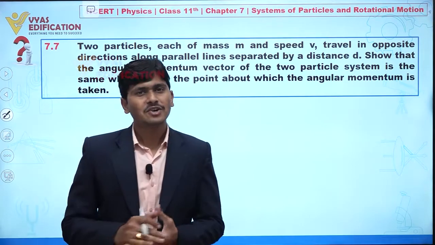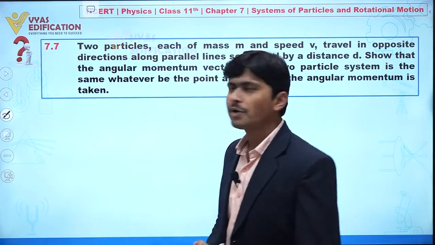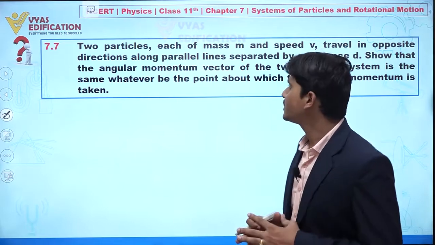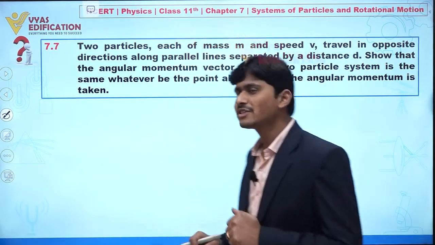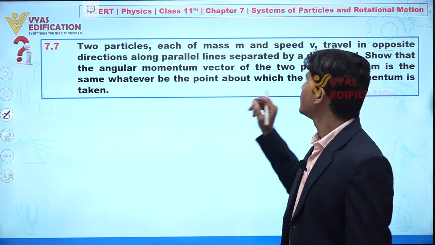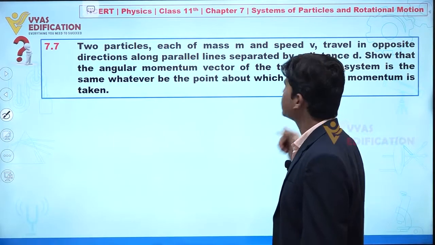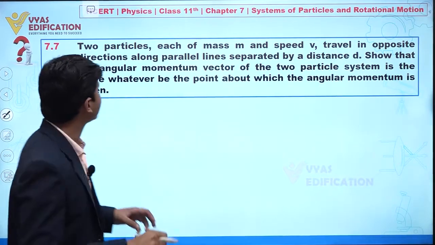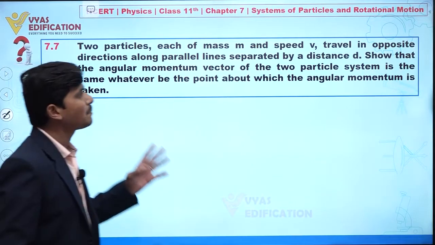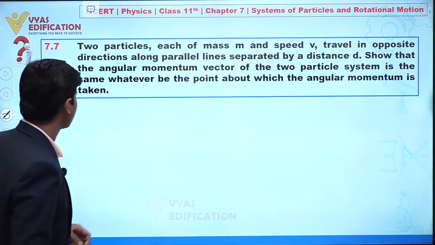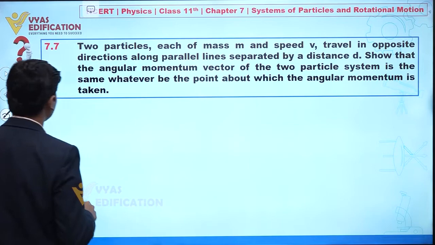Now dear student, we are going to solve question number 7.7. Let us try to understand the question first. Two particles each of mass m and speed v travel in opposite direction along parallel lines separated by a distance d. So the situation is given to you like this.